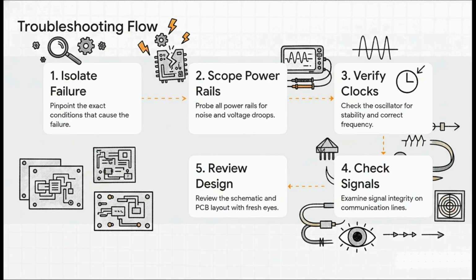Here's a systematic workflow you can follow every time you suspect a hardware problem. First, do everything you can to find the exact conditions that make it fail. Is it heat? Is it when a motor turns on? Then get out the scope. You're going to probe every single power rail looking for noise. Next, check that crystal oscillator. Is it stable? Is it at the right frequency? After that, look at your communication lines. And finally, go back to the source. Review the schematic and the PCB layout with a fresh pair of eyes. I swear, you will be amazed at what you missed the first time around.